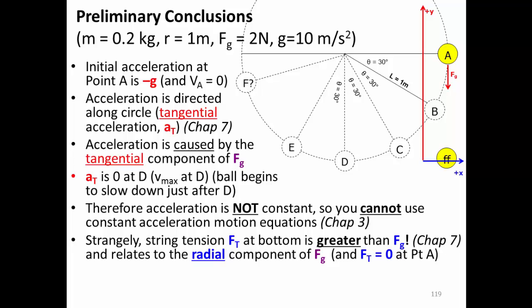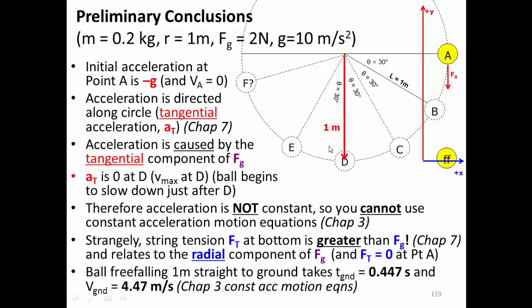Finally, what if we just clip the rope and let this thing drop from point A down to the floor in free fall, 1 meter? We can just toss it into our free fall equations, and we find that the velocity at the ground is 4.47 meters per second after 0.447 seconds. Easy calculations for the free falling.